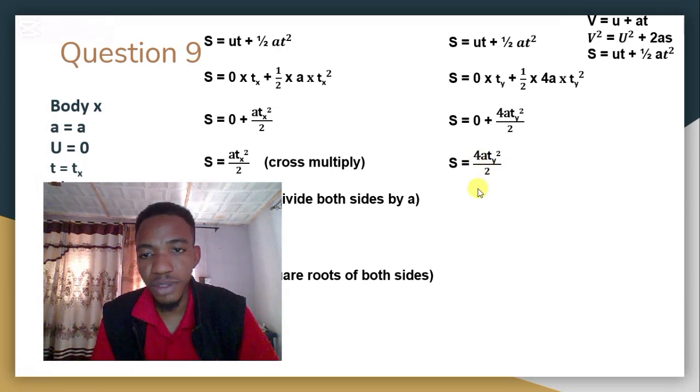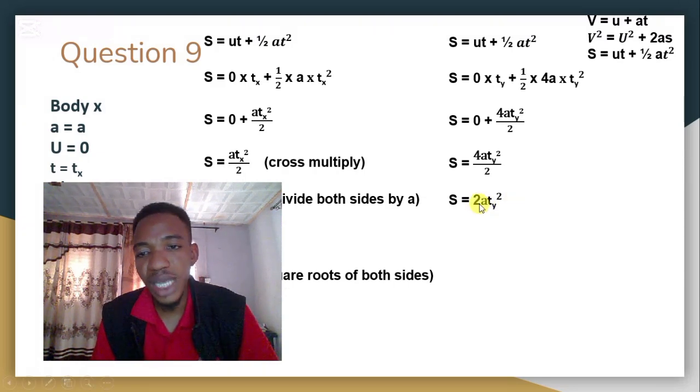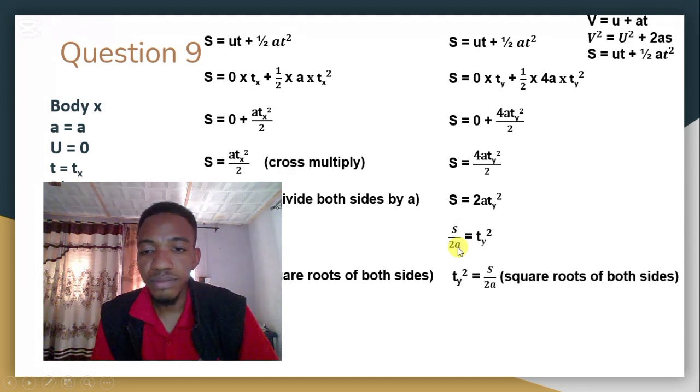So s equals 2a ty squared. But don't forget, we are trying to find ty. In order to find ty, you have to isolate ty by dividing both sides by 2a. So you get ty squared equals x over 2a. Since ty squared equals x over 2a, find the square root of both sides. Then ty will be equal to the square root of x over 2a.